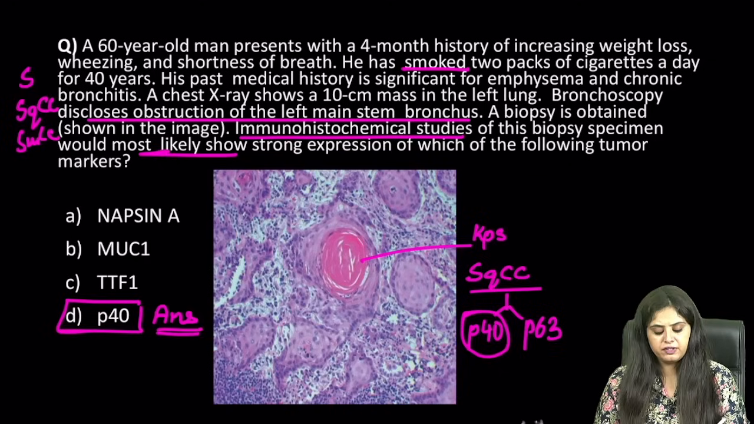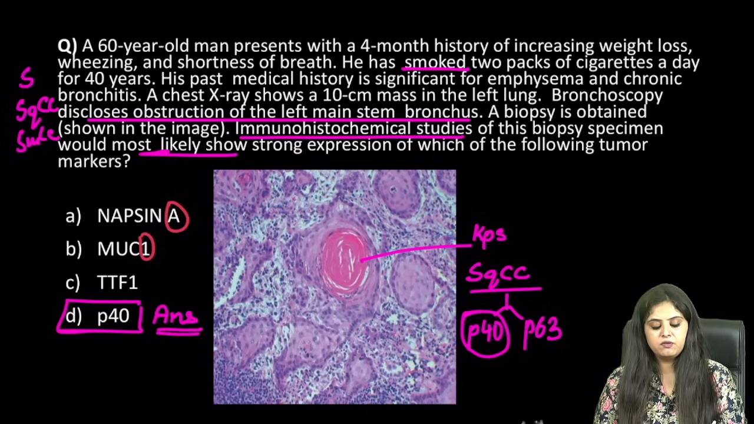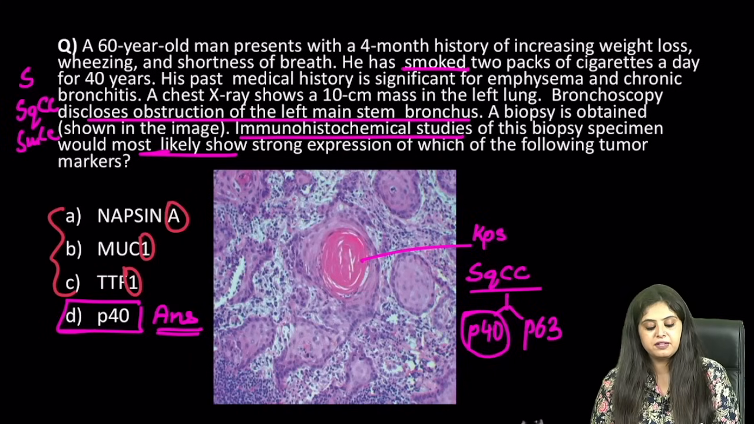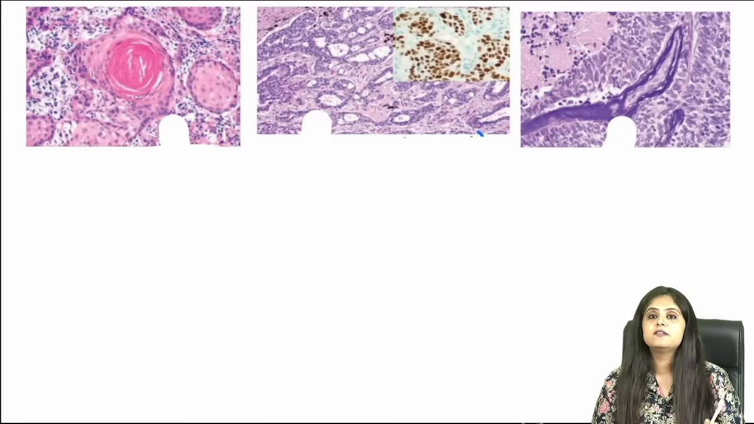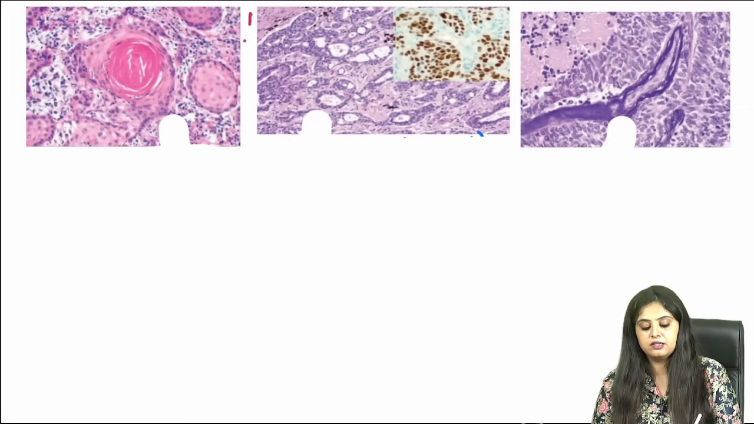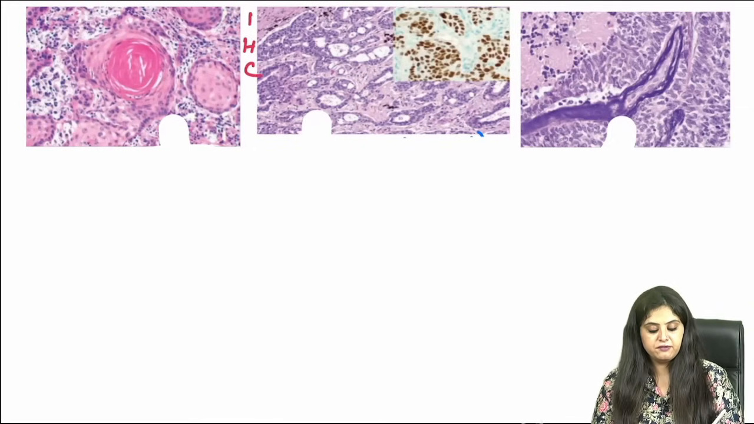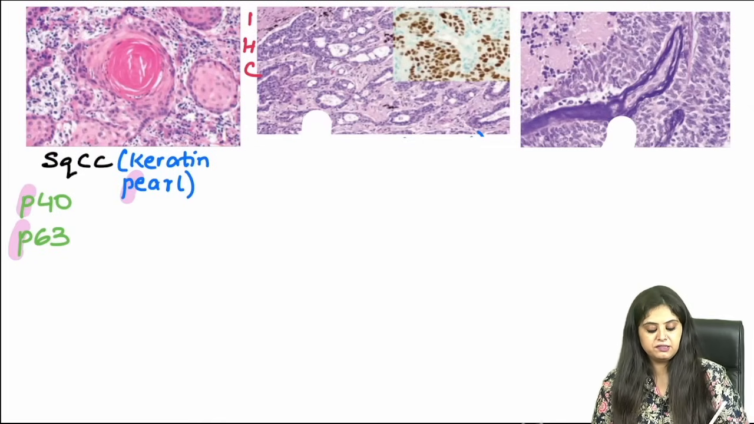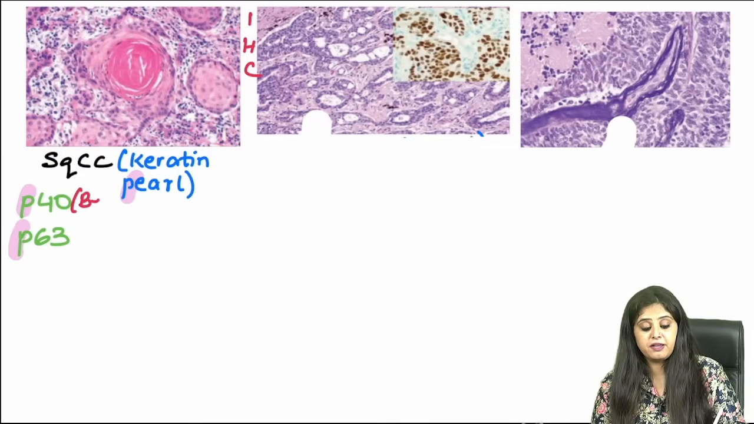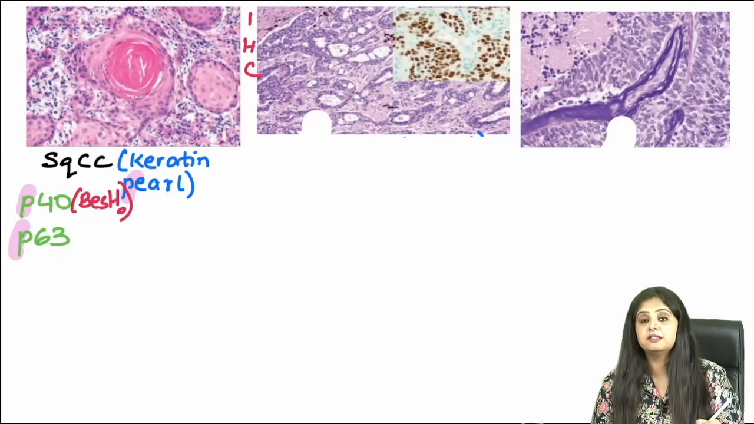Even by other options, when I look, napsin A, MUC1, TTF1, all these are going to be for adenocarcinoma of the lung, which is very important. So one last time, we quickly revise all the immunohistochemical markers of the lung tumors. Firstly, which is this? The KPs, the keratin pearl. So this is squamous cell carcinoma. In the pearls, the P40 and P63 will come positive, out of which FMG exam question, P40 is the best.